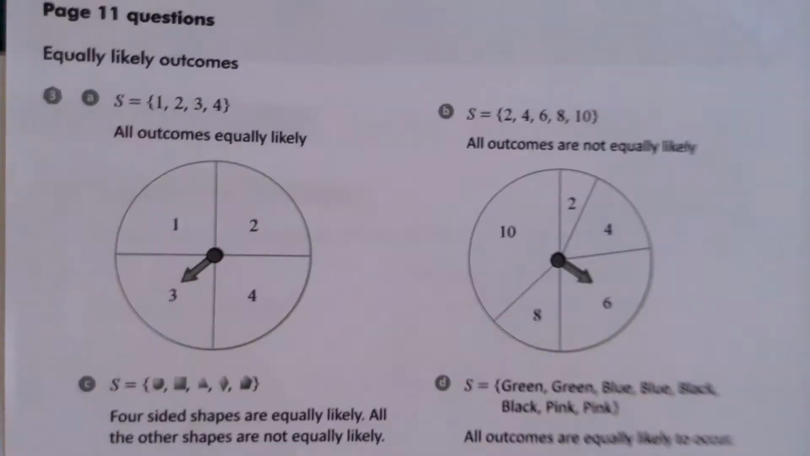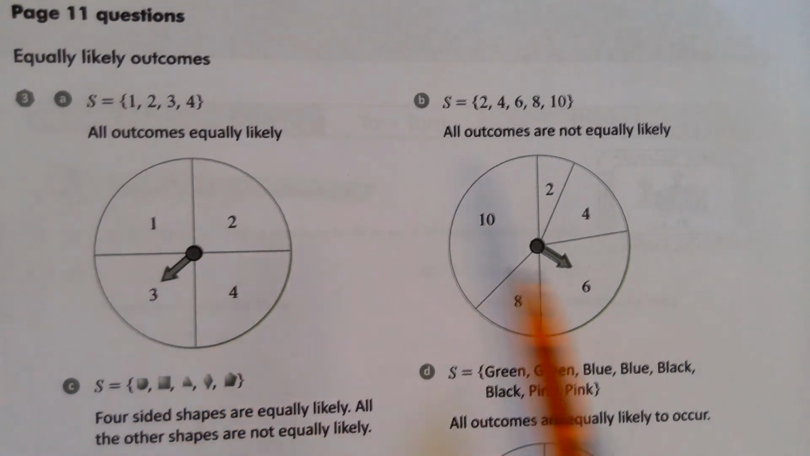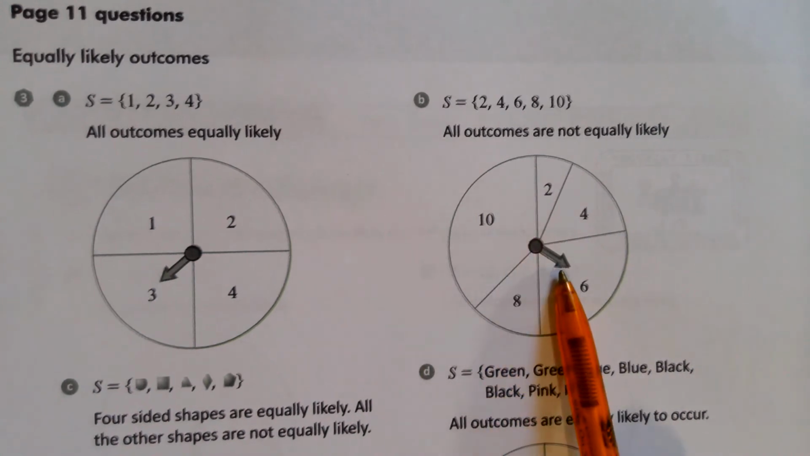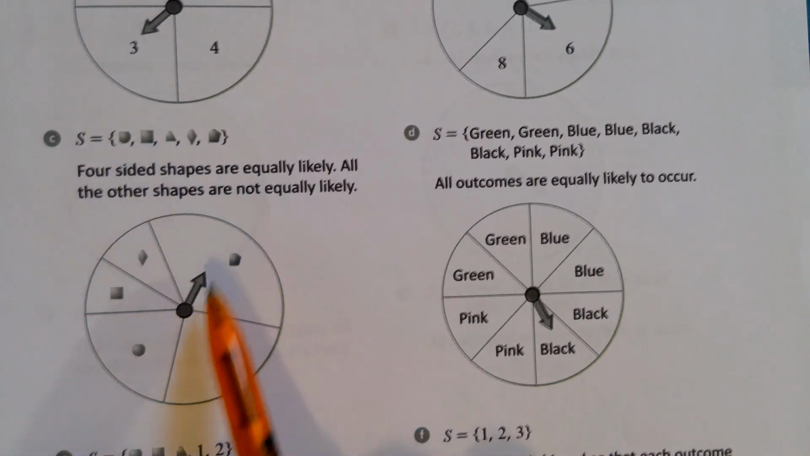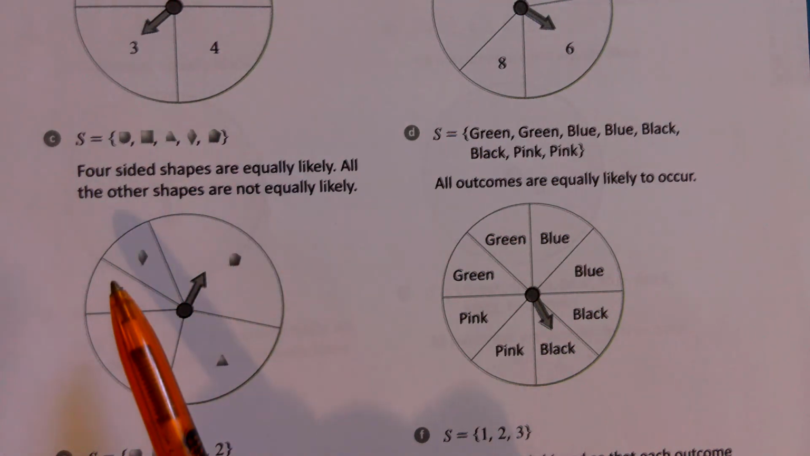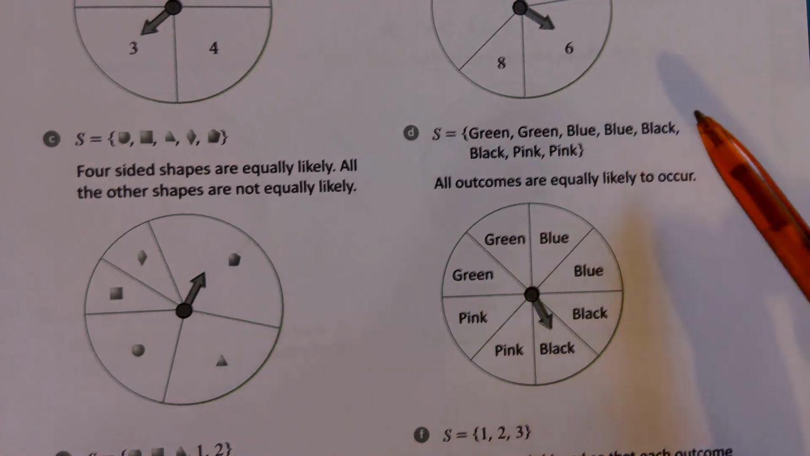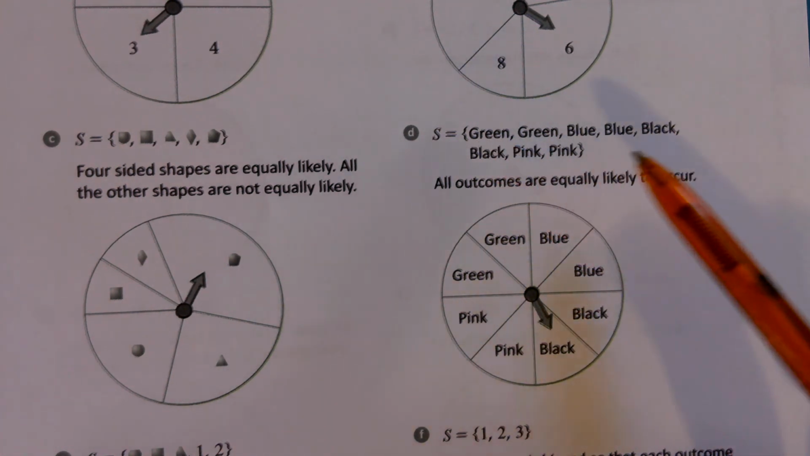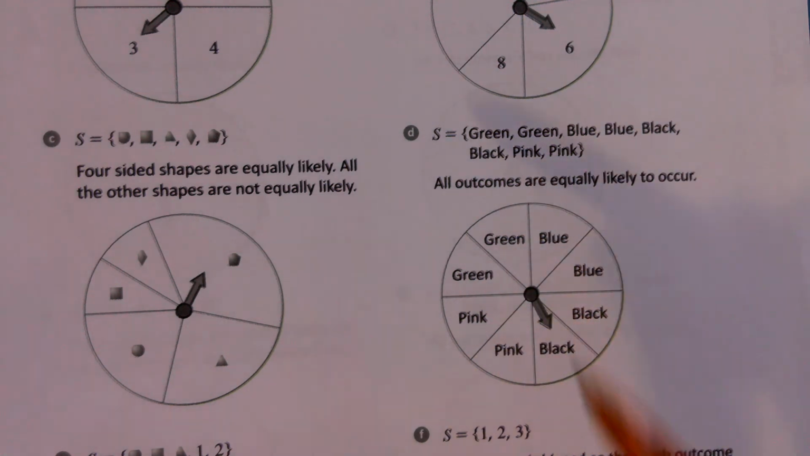And the answers. Equal, not. Yours don't have to be exactly the same as that, as long as they're different. The four-sided shapes have equal amount, but the other shapes are different. So only the four-sided are the same, the others are different. Equally likely, you've got all of those, so make sure the two greens are the same and the two pinks are the same, the two blacks and the two blues are exactly the same.